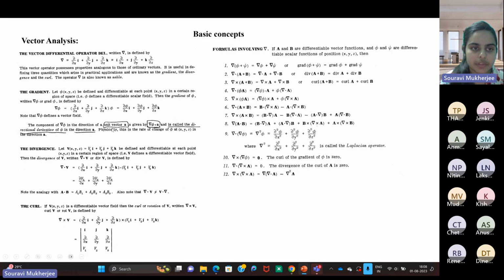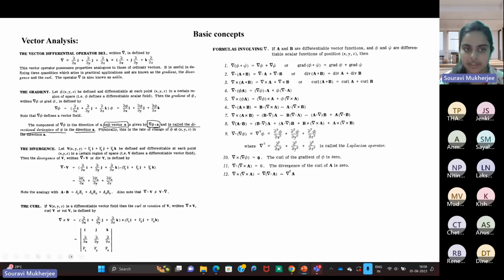So now if we want to find the component of del phi along some particular vector A, what you do is del phi dot A, where A is some unit vector. What you then get is a directional derivative of phi, which tells you the rate of change of phi along some direction A. So this is how you define it when you have a scalar field.